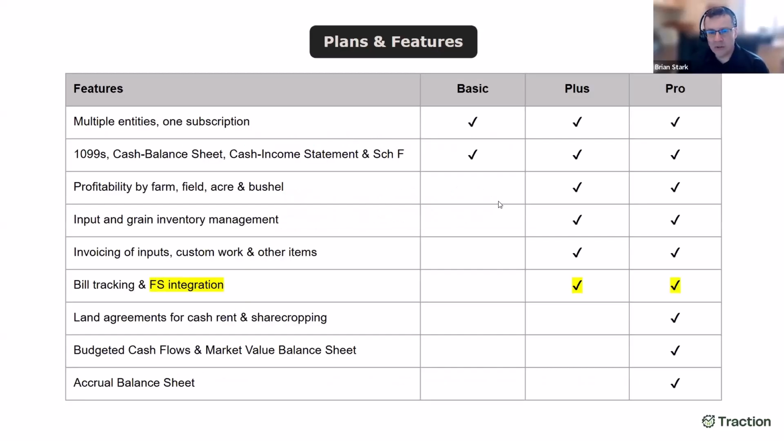With that said, there are three different tiers to Traction: Traction Basic, Plus, and Pro. The things that we talk about today will be focused on the FS bill integration and the bill tracking. We'll touch a little bit on field profitability and inventory as well, but the bulk of what we start with today is going to be the FS integration. If you are looking for that feature, it can be found in Traction Plus or Traction Pro. If you have questions about features and functionality, our team is happy to help you understand what features are at what level of software.